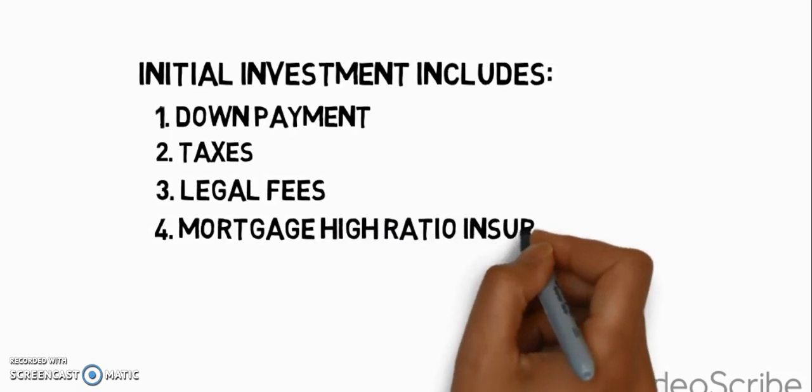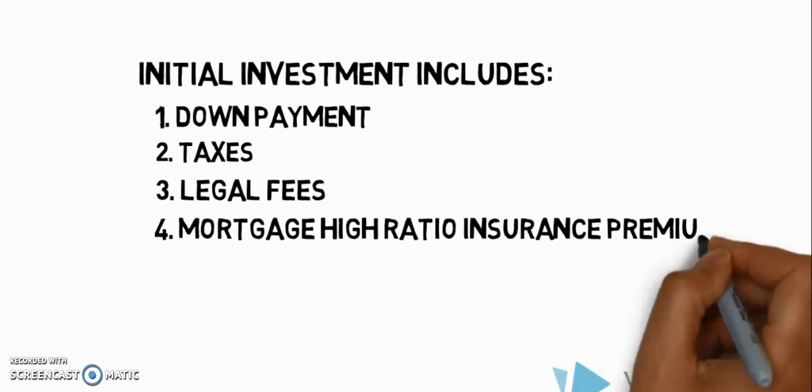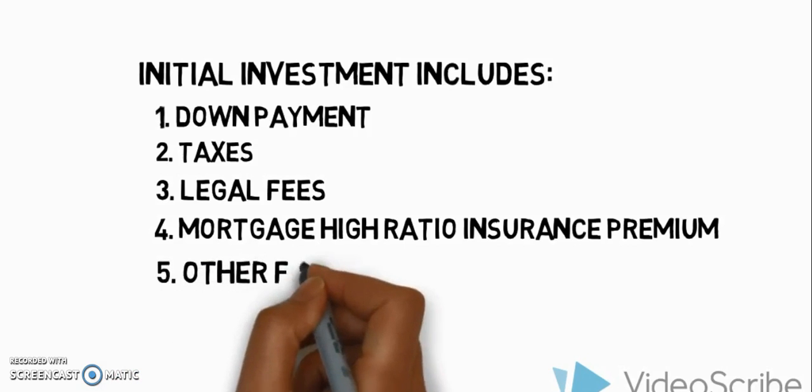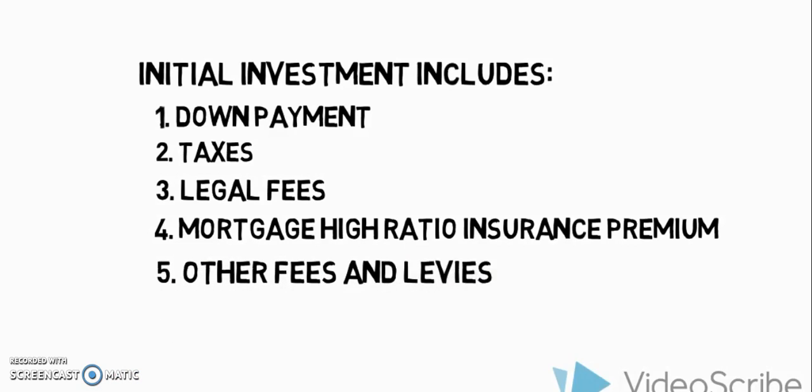If the down payment is less than 20%, the investor has to pay a high ratio mortgage insurance premium. This premium could be in the 2 to 3% range of the total purchase price. Other levies and fees include education, transportation, area development levies, inspection fees, appraisal fees, and probably mortgage broker fees.